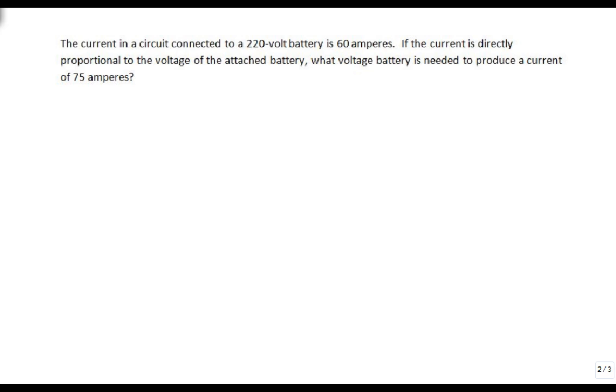Suppose that we have a circuit, and the current in the circuit connected to a 220 volt battery is 60 amperes. If the current is directly proportional to the voltage of the attached battery, what voltage battery is needed to produce a current of 75 amperes? So if we let the current, and we use I for current, that's going to be equal to some constant times the voltage. Well, we already know that we have 60 is equal to K times 220.